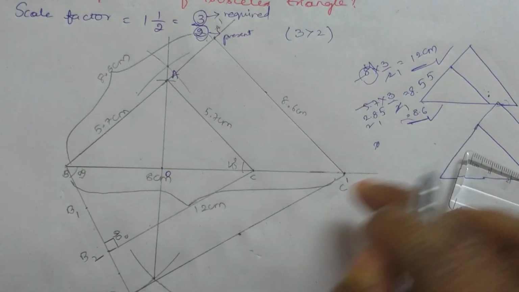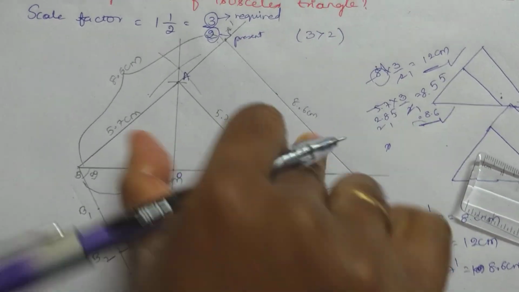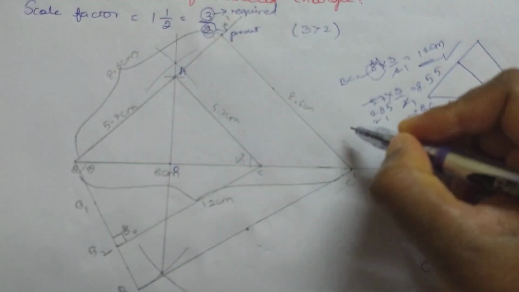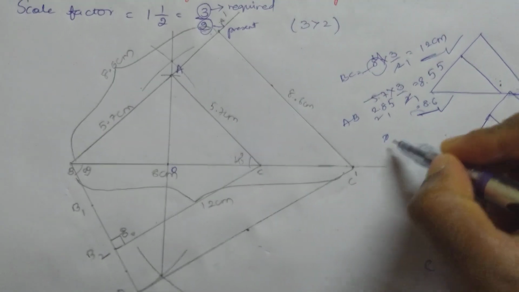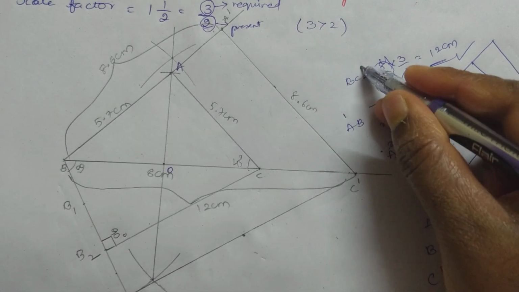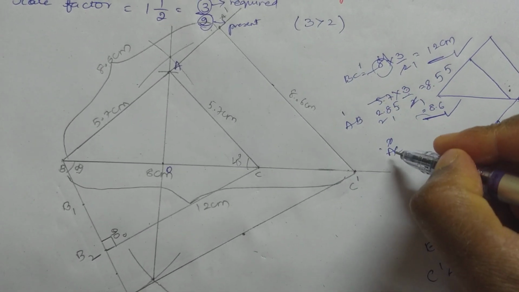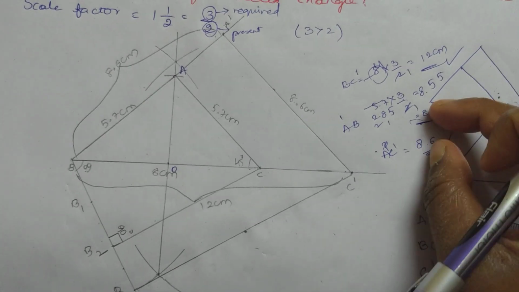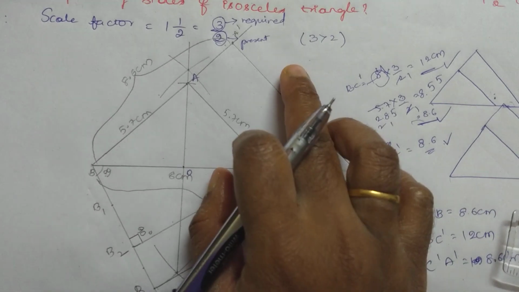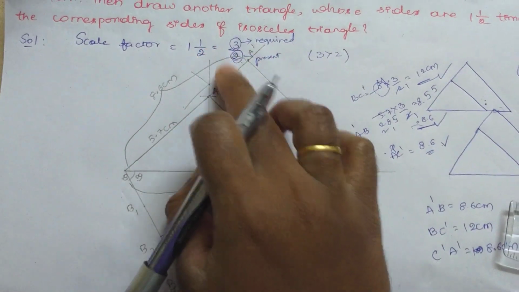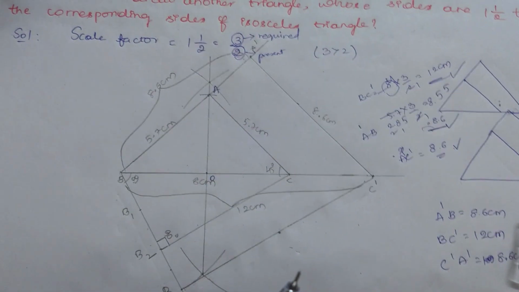So 12, 8.6 and 8.6, since both sides are equal. So side BC you got as 12 and side AB also 8.6, and A dash B, BC dash and A dash C dash also you got as 8.6. Since two sides are equal and you got the corresponding sides as 1.5 times the corresponding sides of the previous triangle.